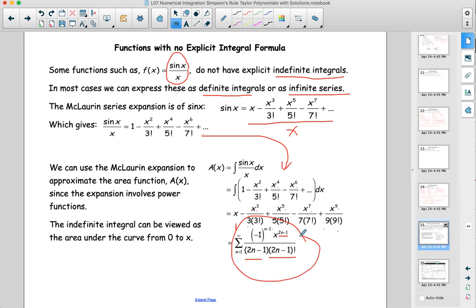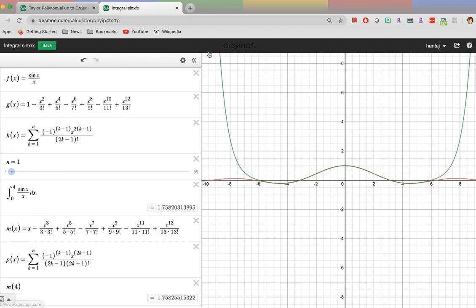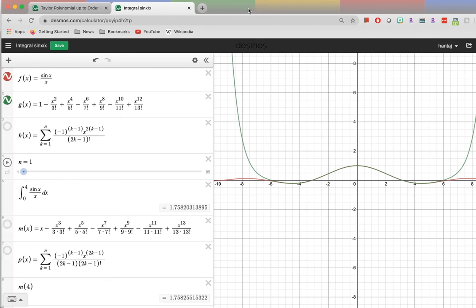Now, to give it a numeric value, obviously we're going to have to punch in and do some number crunching. All right, I thought I would end this by showing you in Desmos. So I'm going to slide this over a little bit just so that I can see my controls. All right, that is the graph of sine x over x.